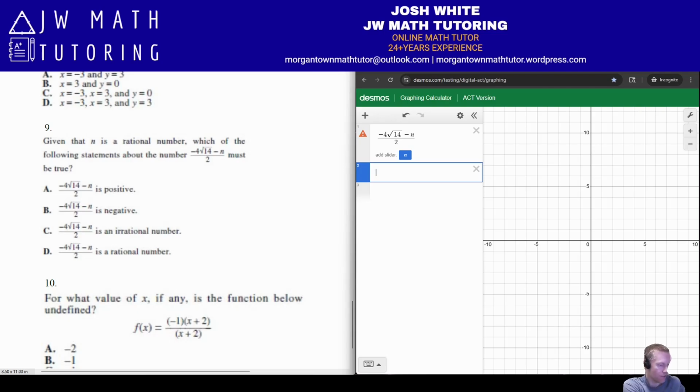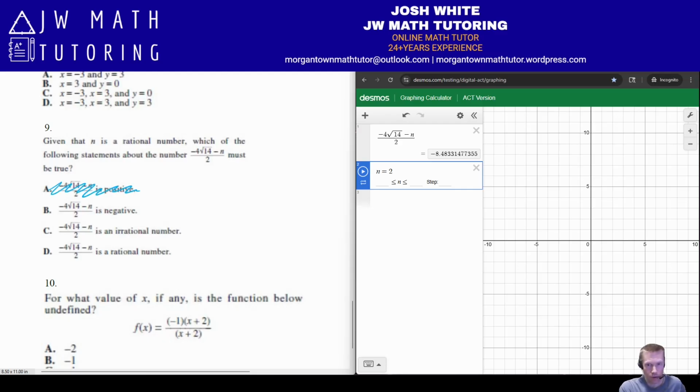So all we have to do here is pick some values for n and use process of elimination. So let's just let n equal 2, okay? That's a rational number. Anything can be written as a fraction, 2 over 1. All right, so notice here I get a negative number. So which of the following must be true? Must it be true that this expression is positive? No, I found at least one example where it's negative.